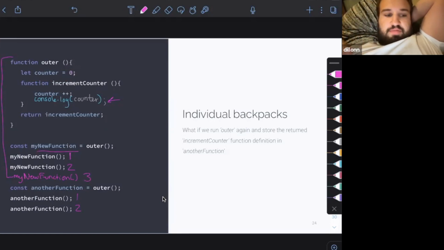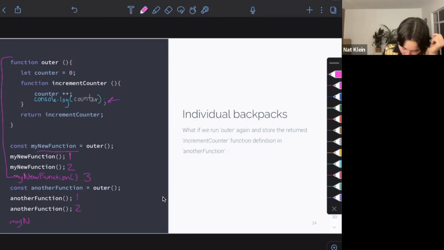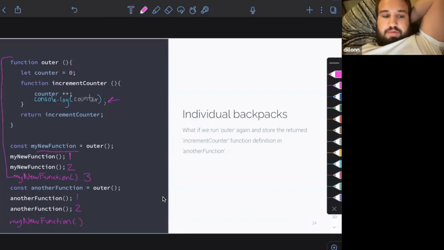Sorry to interrupt. Is that true if my new function was, say, below the second another function? It's like reading down? Yep. So let's say we had a 4th invocation of my new function that was down here. What do you think that the value would be here, Dylan? I mean, it seems like it would be 4. I think it would be 4, just because it's not even related to another function. So it would probably just go up and revisit that initial backpack.